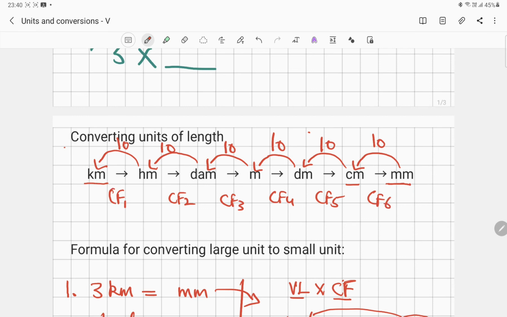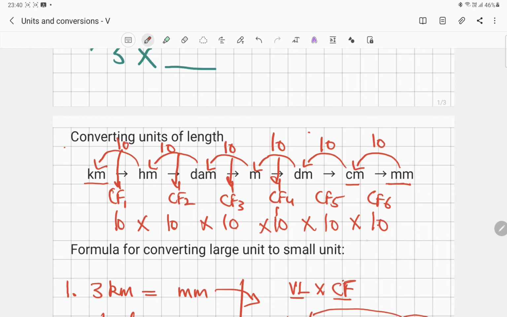And what you have to do, if you have to convert kilometers to millimeter, you will multiply 10, which is the first conversion factor here, with conversion factor number 2, which is 10, conversion factor number 3, which is 10, conversion factor number 4, which is 10, with 10, which is conversion factor number 5, and the last conversion factor, which is 6, 10. So let's multiply this. And what do we get? 10, 10s are 100, 10s are 1,000, 10s are 10,000, 10s are 100,000, 10s are a million.